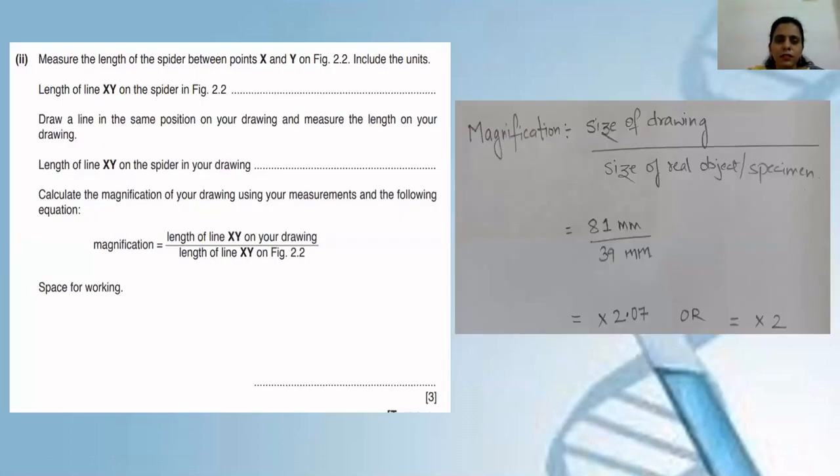Now just see this example. This is the same question which we have seen previously in making of biological drawings. Measure the length of the spider between points X and Y on figure 2.2, include the units. So the length of line XY on the spider in figure 2.2, I have measured it and I have got 39 millimeter. Here they have specifically mentioned 39 millimeter. So if you measure it correctly, 39 millimeter, out of 3, 1 mark will be awarded. Then draw a line in the same position on your drawing and measure the length on your drawing. Length of line XY on the spider in your drawing.